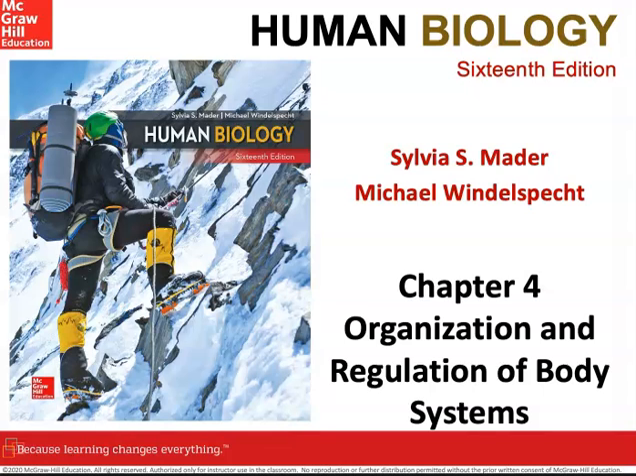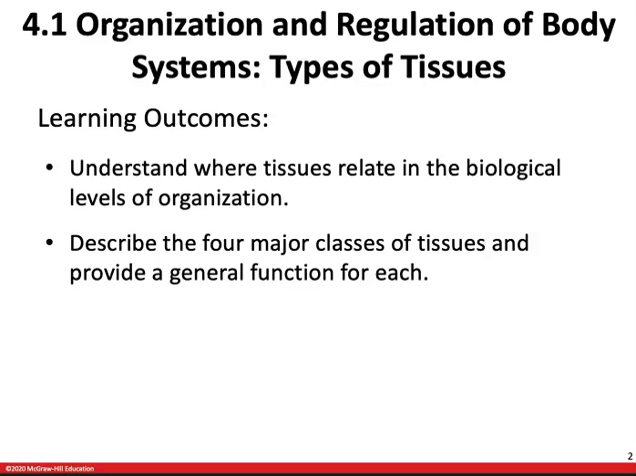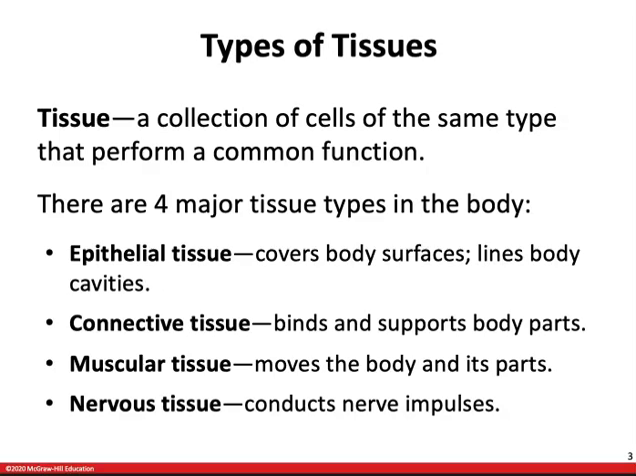All right, Chapter 4, Organization and Regulation of Body Systems. So in this section, we're going to cover where the tissues relate in the biological levels of organization and the 4 major classes of tissues and the general function for each of those. So starting off, types of tissues.